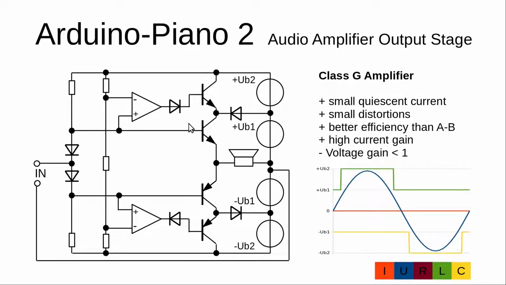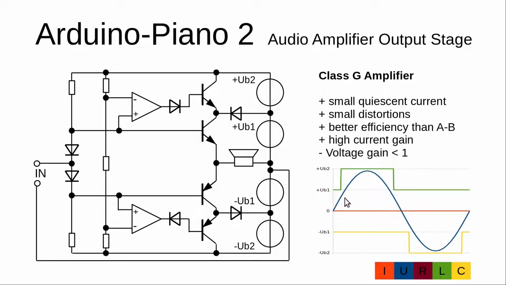In the middle of the circuit we can see a usual class AB amplifier which is supplied via these two diodes from the positive and negative lower supply voltage. When the input signal rises above a certain threshold, the higher supply voltage is switched to the output transistor. From here to here we have this voltage drop which causes power dissipation, and from here to here we have this voltage drop which causes power dissipation. So in the end this amplifier has a better efficiency than the normal AB amplifier.